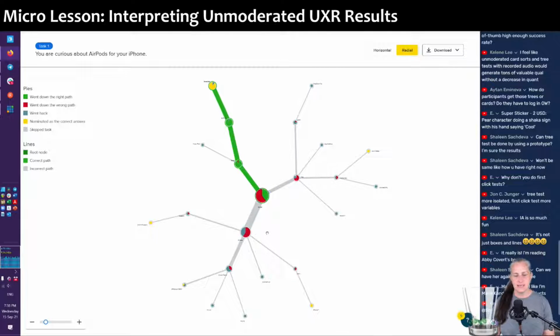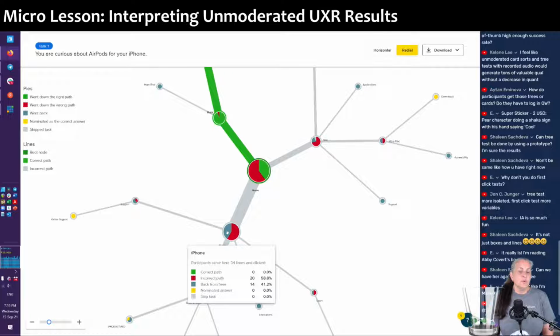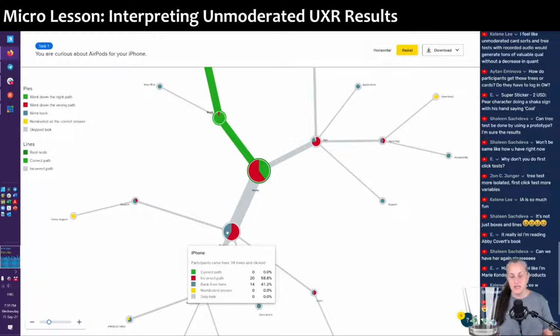So here we can see what's going on. Now remember, I said you're curious about AirPods for your iPhone. I sent all these people to iPhone. Ooh-wee, 20 people were going on the wrong path, and we can see 14 of them said, uh-oh, I think I'm going down the wrong path because I can see now what the sub-choices are for iPhone. None of them say AirPods. I'm going to head out of here. So 20 people went in the wrong way, 14 people headed back. That means 6 people went deeper to try to see if it was somewhere in iPhone. They really believed in this.